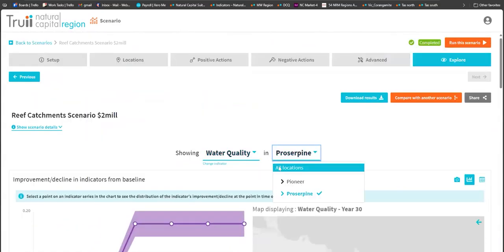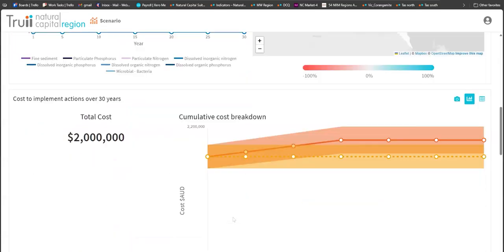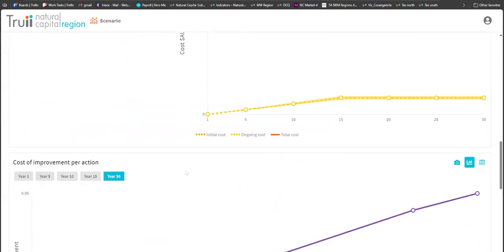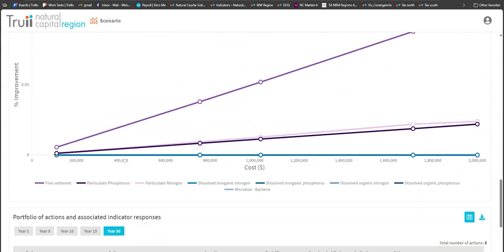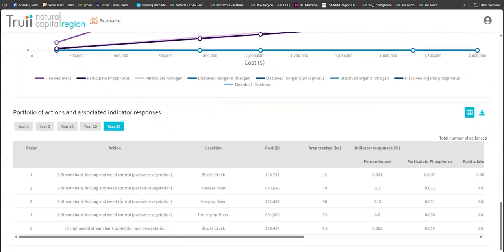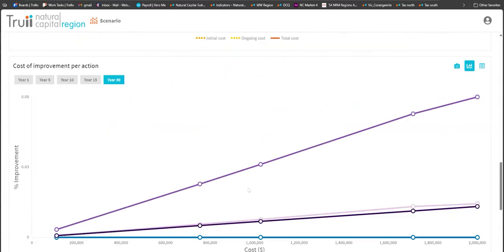But if we look overall for the region, did we spend our $2 million? Yes, we did. This is at the whole of region level, and this is what's called a cost abatement curve. Each of these dots represents another activity that was funded. You can see here that we've implemented 3 of those activities, and we've spent $1 million. The good thing is that as you continue to spend money, your improvement increased. That's not always the case. Here you can see a list of the activities that were undertaken, some engineering works as well as passive revegetation, and we get a series of outcomes for those.